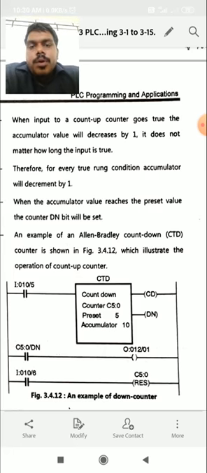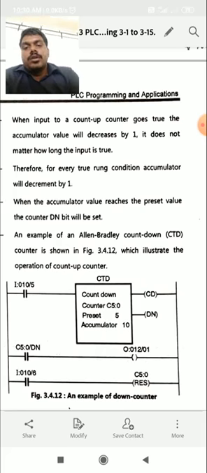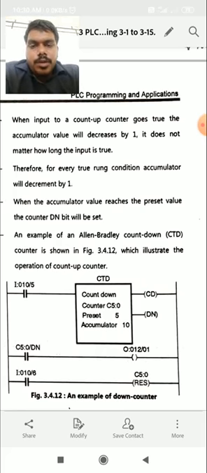In the up counter it increases. When the input to the count down counter goes true, the accumulator value decreases by 1. It does not matter how long the input is. Therefore, for every true rung condition, the accumulator will decrement by 1. When the accumulator value reaches the preset value, the counter DN will be set.